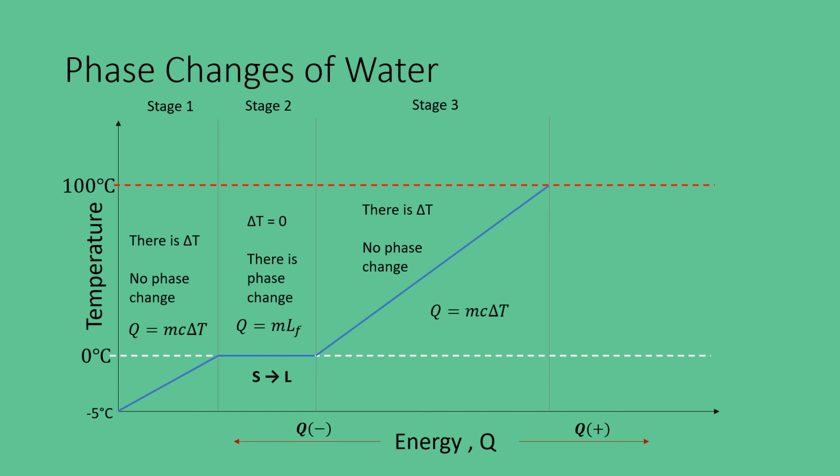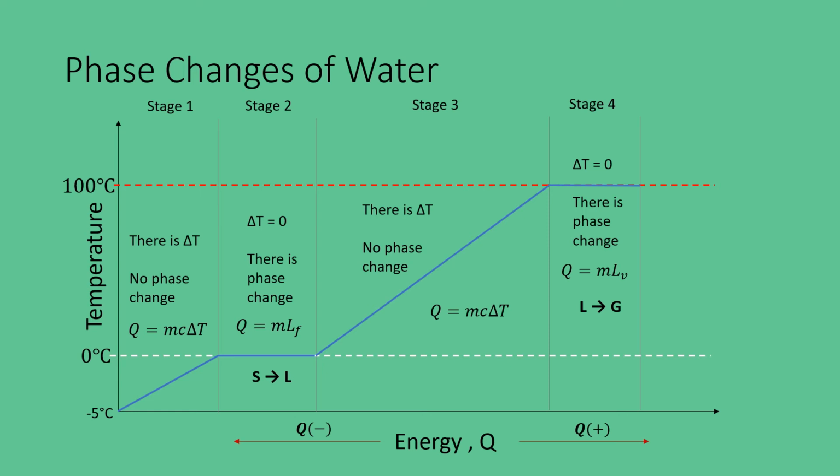And then, after some time, once it reaches 100 degrees Celsius, it starts to boil. It will maintain its temperature at 100 degrees Celsius, and this is now the stage 4, wherein there is no change in temperature, but there is a change in phase. The Q now here will be equal to mass times the latent heat of vaporization. Latent heat of vaporization because water now starts to turn from liquid into gas.